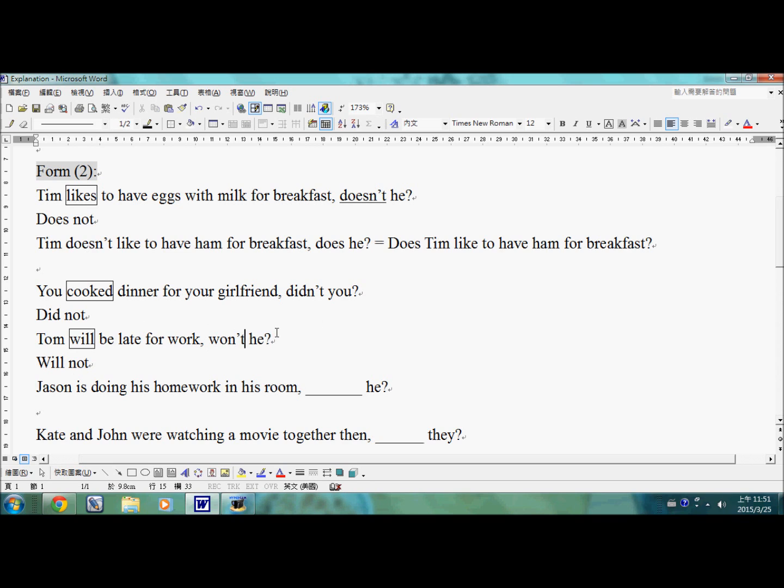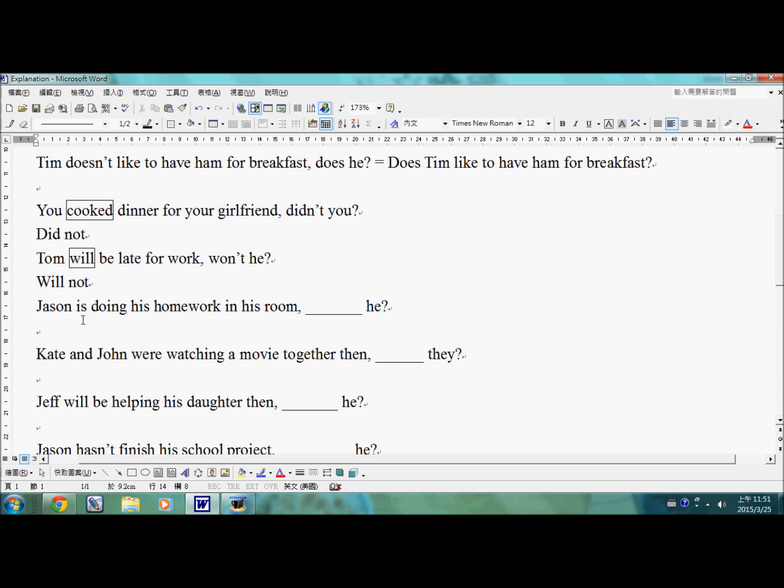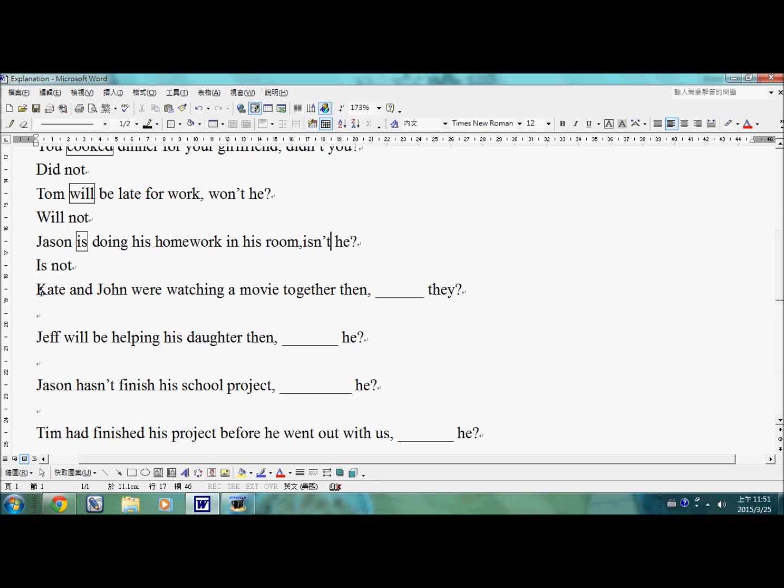I'm asking for confirmation. Next one, you can see that Jason is doing his homework in his room. This is present continuous tense using the be verb is. And over here, we have to say no. So it's not, but in the form of contraction, it isn't. So Jason is doing his homework in his room, isn't he? I'm asking for confirmation.